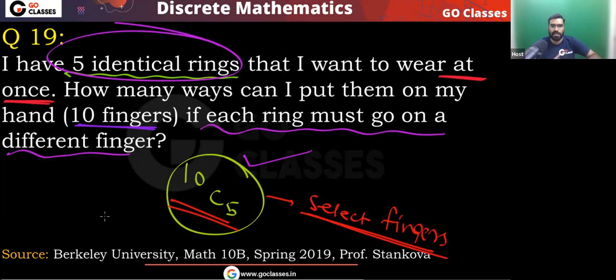See, there are total 10 fingers and you want to put 5 identical rings at once. One finger can have at most one ring. So you can select 5 fingers, and in those 5 fingers you can put the 5 identical rings. Because these are identical rings, you can put them in only one way. Once I select 5 fingers, I can just put the rings in only one way. So your answer will be 10C5.